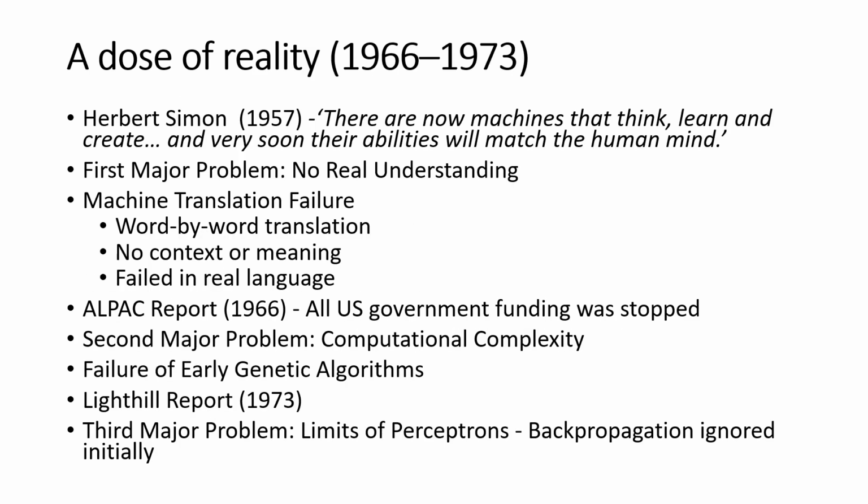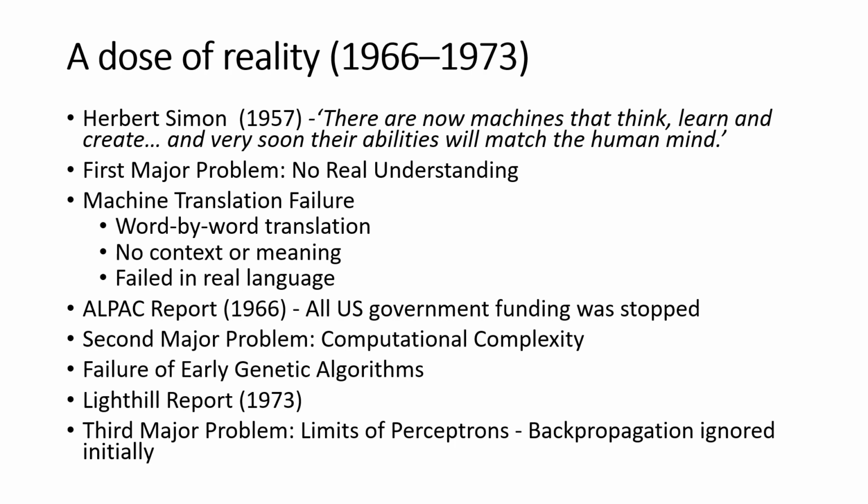The next period is 1966 to 1973. Now we are going to see a phase where AI researchers were forced to face reality. A dose of reality means AI researchers realized that intelligence is much harder than they initially thought. Early AI worked well only on simple problems. When they tried real world problems, the systems failed.